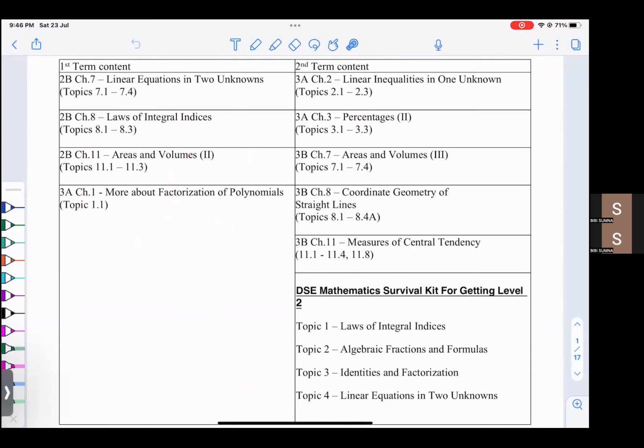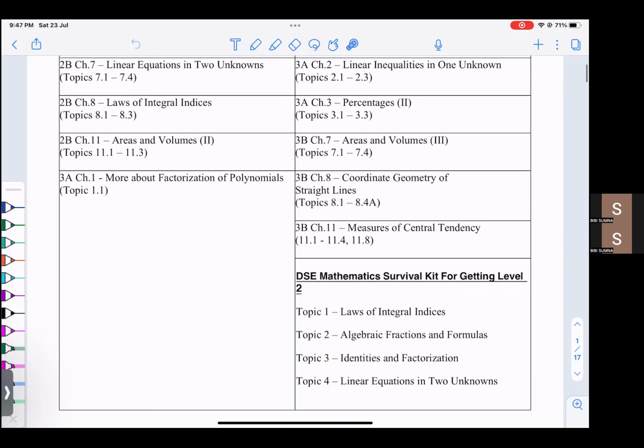Apart from that, because they're Form 3 and next year they're going to senior form, they also have to get prepared for their DSE. DSE is the entrance exam for universities. So of course, they will also have some basic topics of the DSE. Although it's just at getting level 2, these 4 topics are of course not enough for just a level 2. We need a lot more than that. But until Form 3, these will be really important.